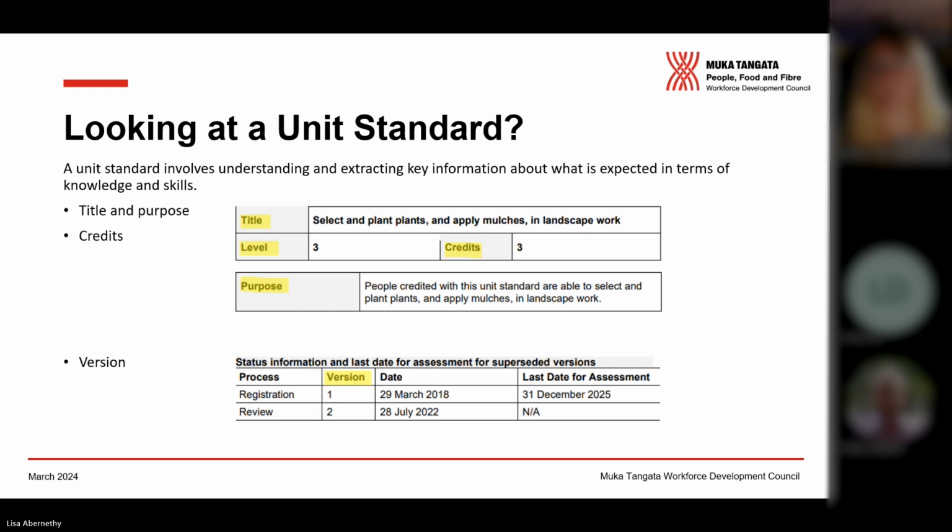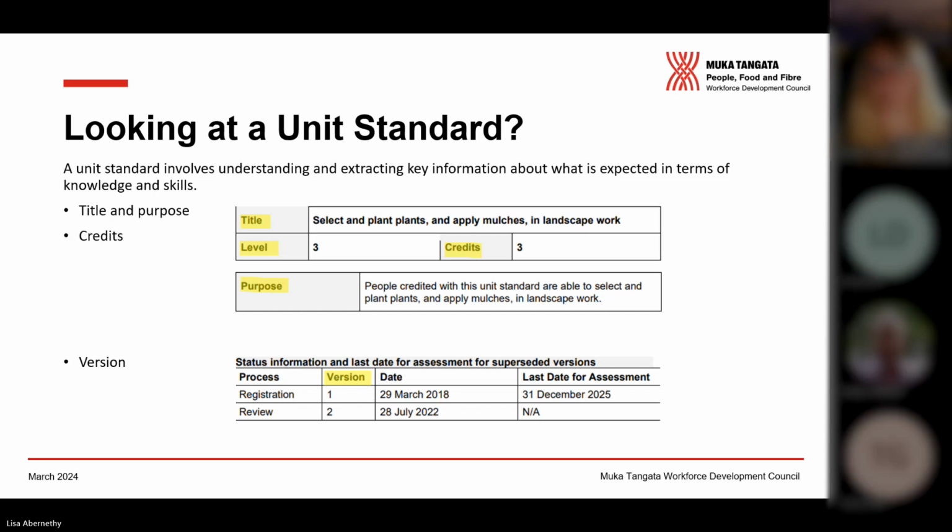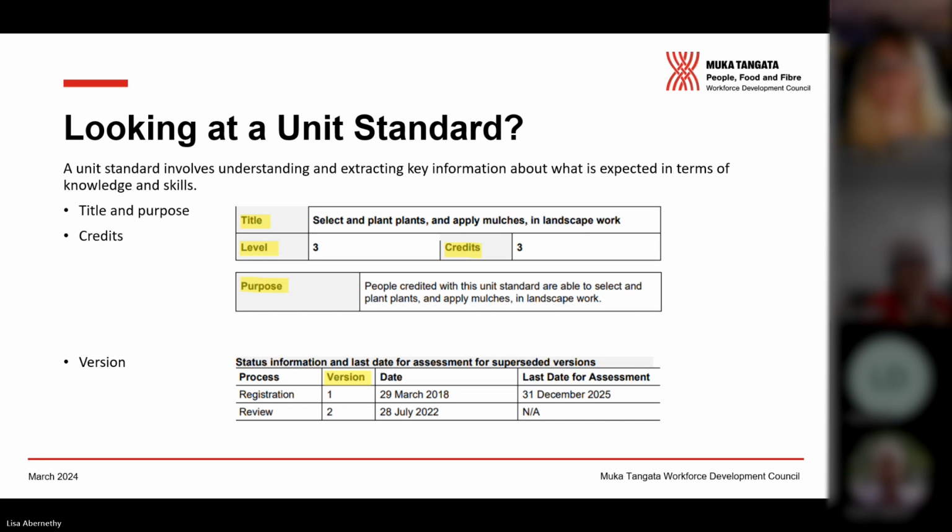So basically, we're just going to start with looking at the unit standard. The unit standard involves understanding and extracting some key information about what's expected in terms of knowledge and skills. If we look at a unit standard, there's the title and purpose. The title describes the outcomes that someone credited with the unit standard has demonstrated they know, they can do, or even both.